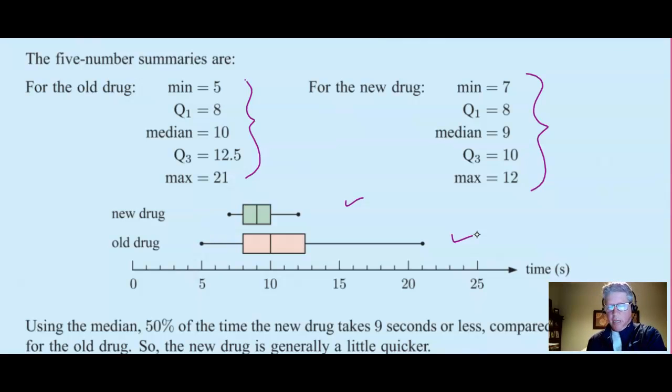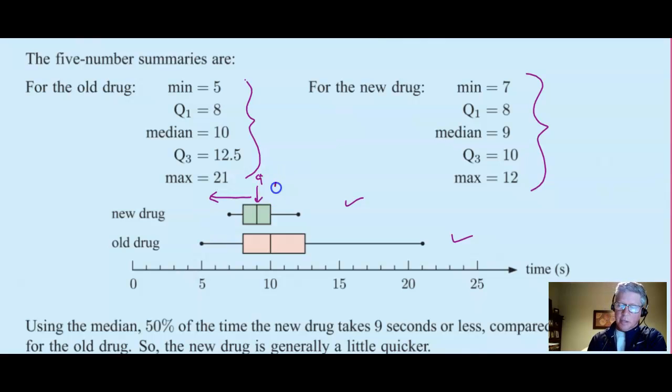And then you look at this and say, all right, what do I observe? Well, for the new drug, this number here is 9. Since that's the median, we could say that 50% of the time it is less than 9 seconds. Wow, that's pretty good. But the old drug, 50% of the time it was 10 seconds. I know it's only a second, but that's pretty significant.